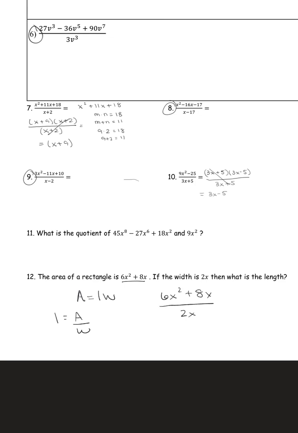So here again, we're dividing by a monomial. So we're simply going to break up and divide each term in my expression in my numerator by my monomial in my denominator. So I have 6 divided by 2, which gives me 3. I have x squared divided by x, which just gives me x. I have 8 divided by 2, which is 4. And of course, x divided by x, you have x to the power of 1 minus 1, which is 0. Anything raised to the power of 0 is 1. So we know that the length of our rectangle is 3x plus 4.